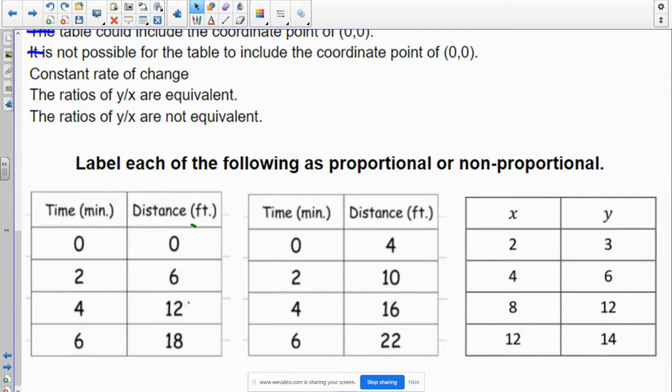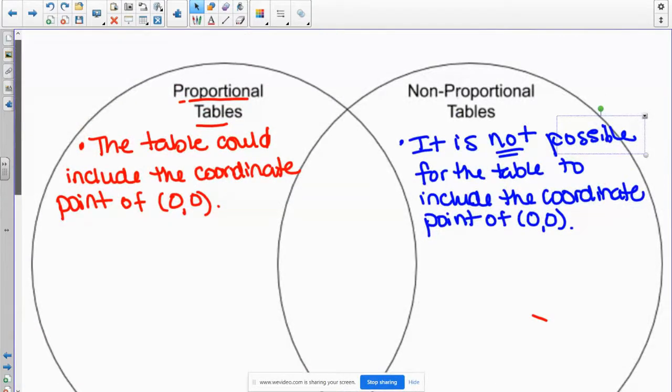That's a constant rate of change of 6 here on the distance side. And then the time is 0 to 2 to 4 to 6. That's a constant rate of change of 2 minutes. So both of them can make a constant rate of change because they both make a straight line. So it's not like proportional is a squiggly line or something weird. They both make straight lines, so they both would have a constant rate of change in their table.